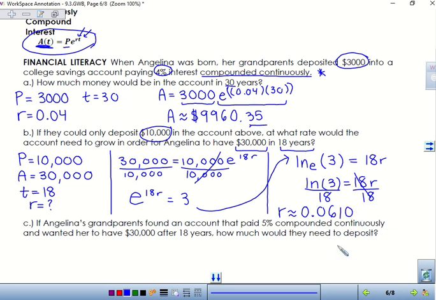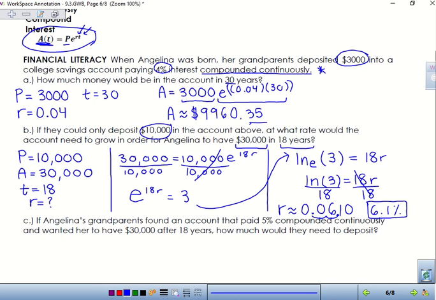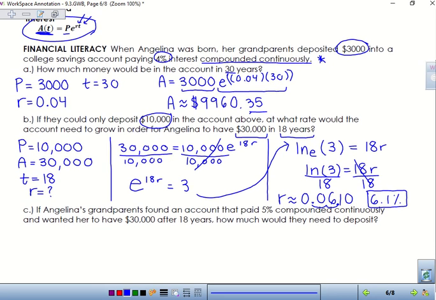And this rate is represented in decimal form when it comes out of the formula. But how could I convert this to a percentage? Two decimal places. So it's 6.1%. So the growth rate would have to be 6.1% for them to achieve the goal that they're looking to achieve with the money. So do we have any questions about that? All right.